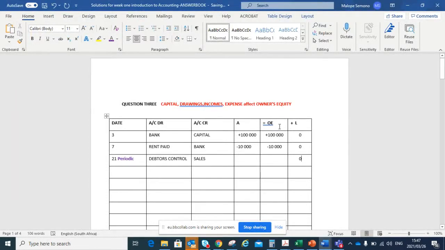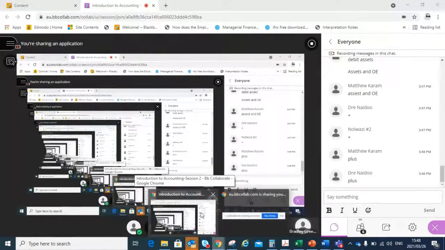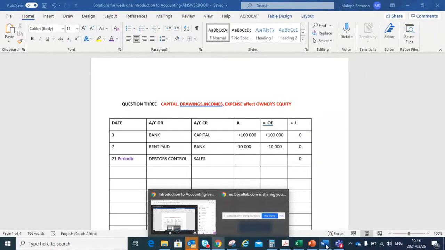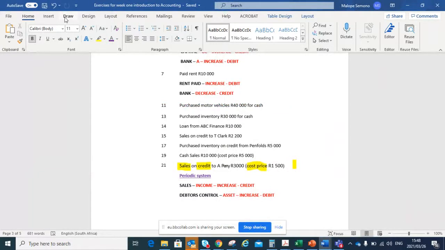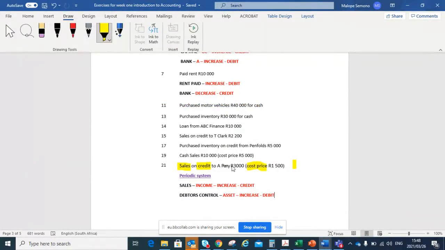Yes, I agree. We are going to affect assets and owner's equity. Remember, we affect owner's equity because of sales, because sales are incomes. So tell me whether I must have plus or minus. Plus, plus. Thank you very much. How much is the amount? Remember, we need to be careful here. We are dealing with the sale, so we must look at the selling price. This is the selling price that I'm talking about. I'm recording the selling price, not the cost price.